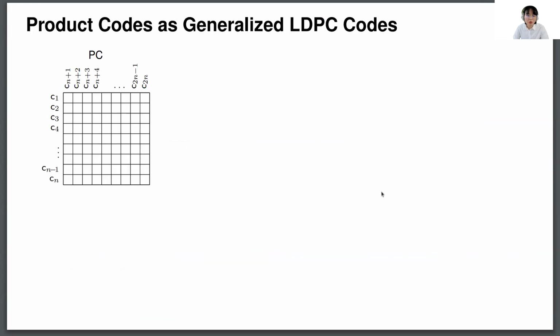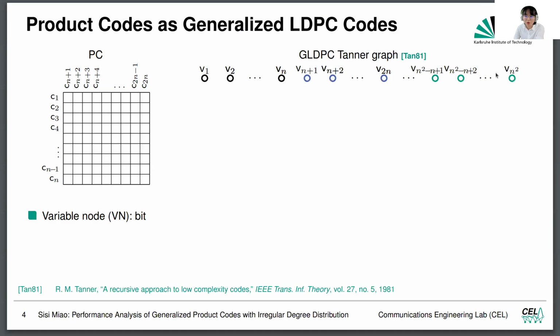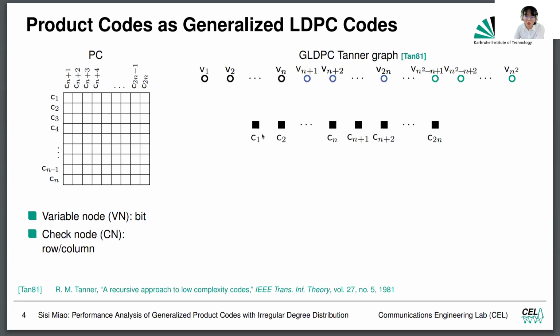So we look at product codes as an example, but you can easily extend this to the general case later. We look at this PC. We want to model it as a generalized LDPC code in the following way. This is a 2D array, which has n squared bits. Then every row and column is a component code. In this case, we can draw it this way, that we have all the variable nodes and then all the check nodes. And then how do we connect the nodes?